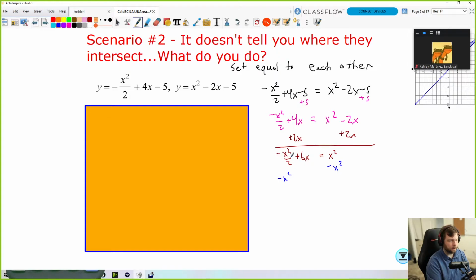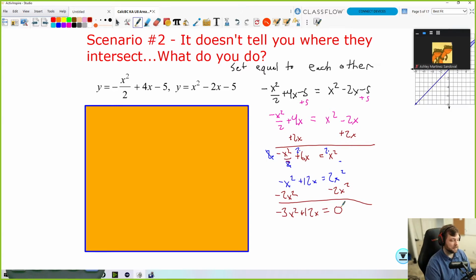If you don't like dealing with fractions, I'm going to be honest, I don't like dealing with fractions. Because I feel like I'm going to mess up fraction math. I'm going to actually multiply everything times 2. I just want to get rid of this. And then I'm going to subtract 2x squared on both sides. I'm at -3x squared plus 12x equals 0.